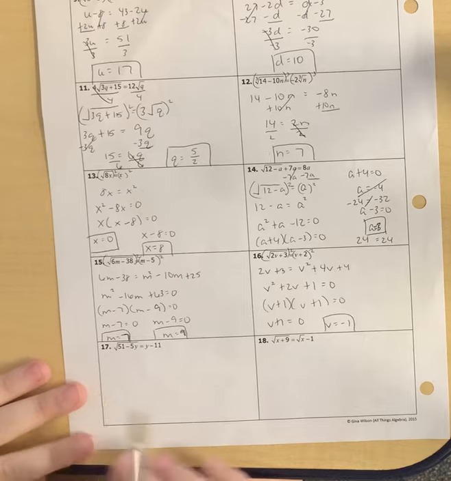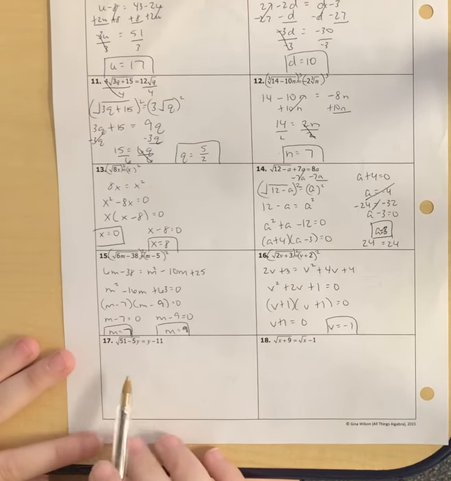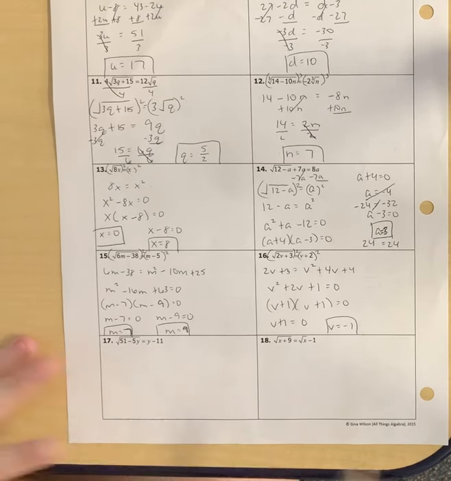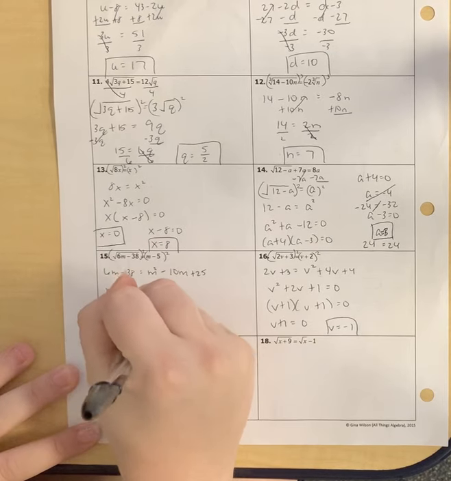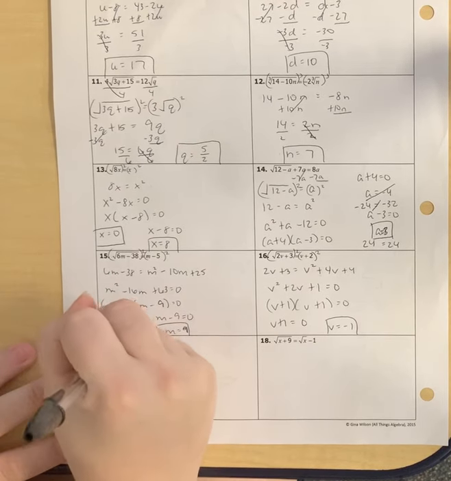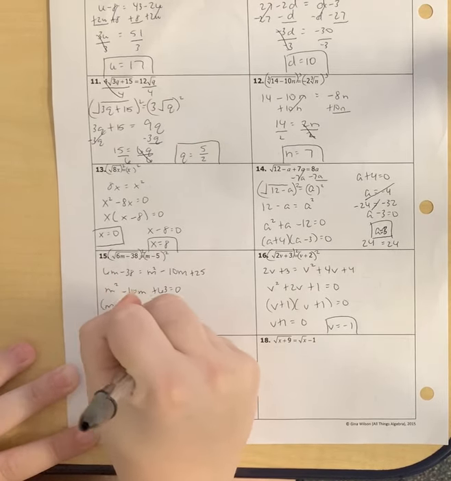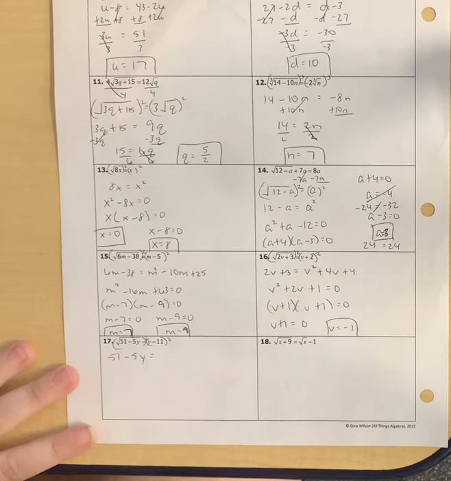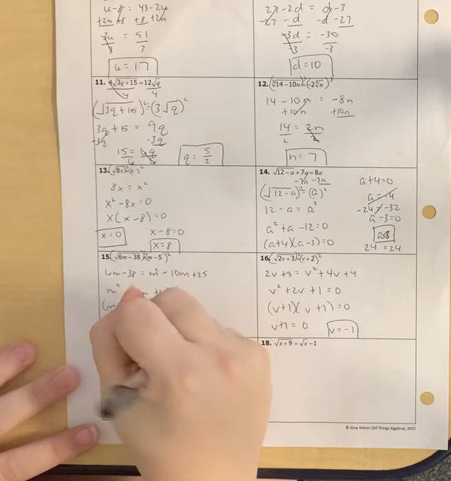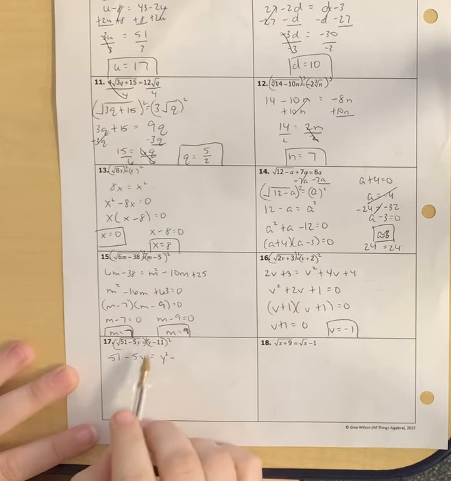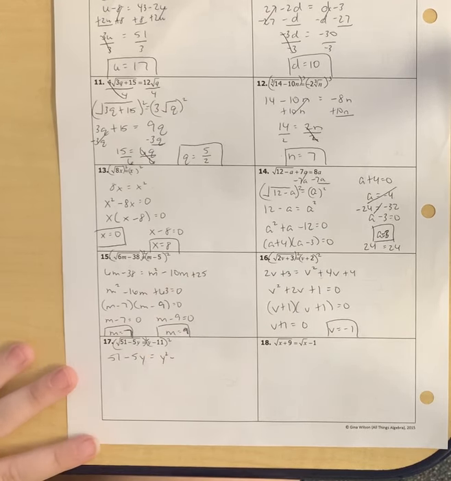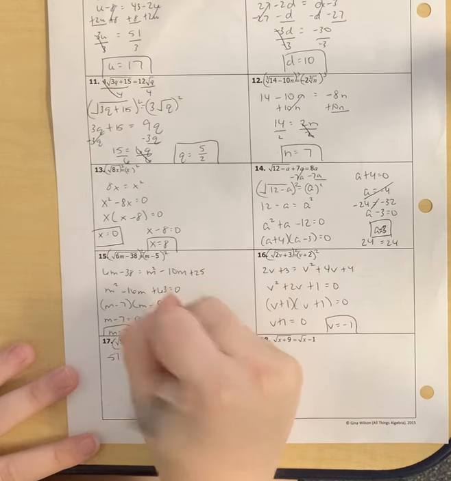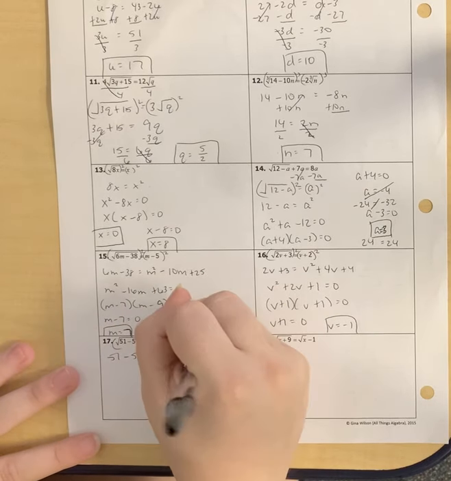All right, 17. So same thing. We don't have anything we need to move, so we just want to square both sides here. So we have 51 minus 5y equals, we can either write that out twice and FOIL it, or you can use your reference sheet. So y squared minus, multiply these together, 11 times y is 11y, times 2 is 22y, 11 squared is 121.